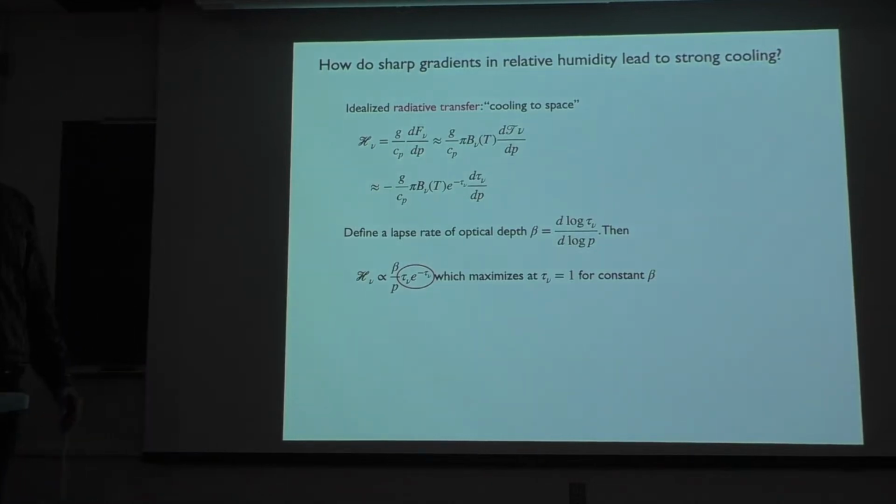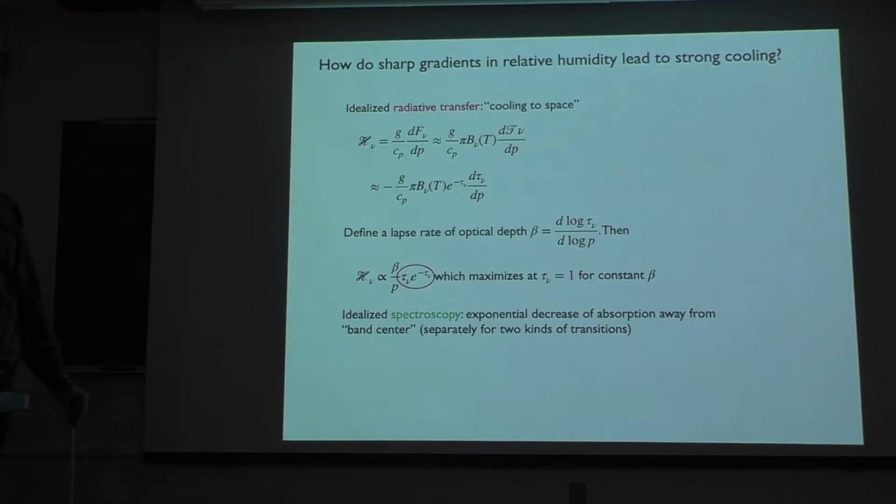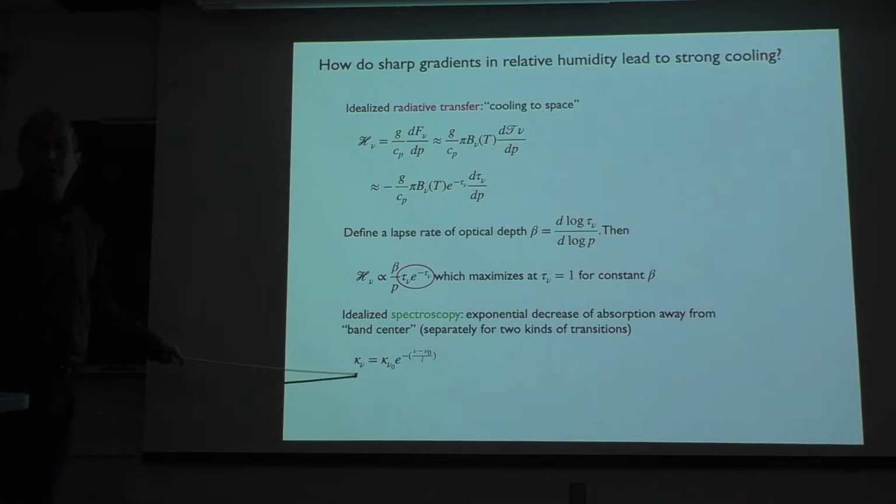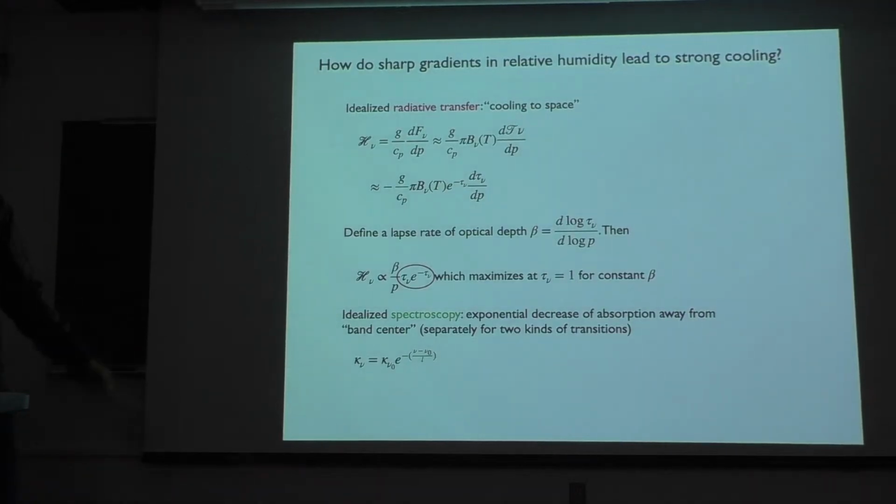Now we will idealize the spectroscopy in the same way that I showed you before, which is to say we're going to talk about the peak absorption at one part of the spectrum, and then we're going to let the absorption coefficient decay exponentially away from that peak absorption. So if you draw this as the log of absorption versus wave number, that'll be just a straight line. That's the other ingredient here. Idealized radiative transfer, restricted to cooling to space. All the cooling is cooling to space. Idealized spectroscopy, we're going to draw those straight lines through the wave number absorption coefficient.